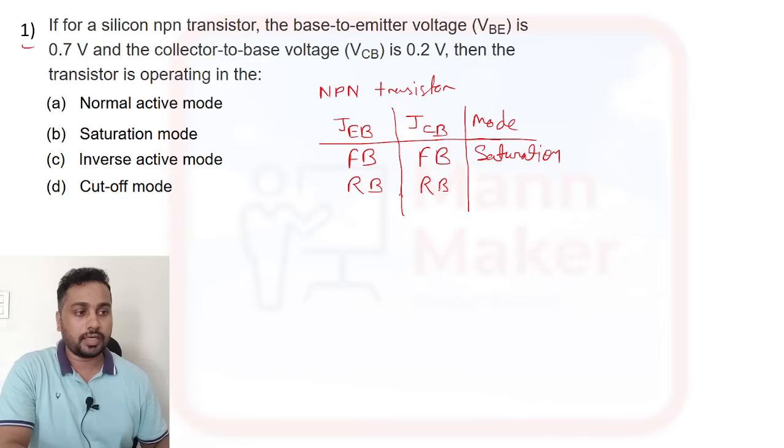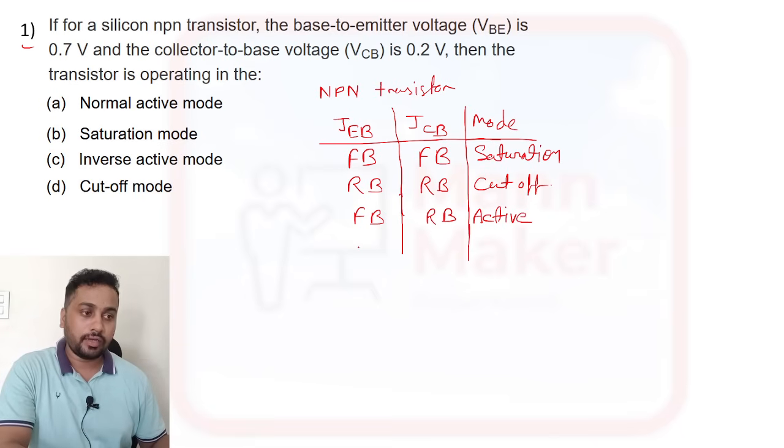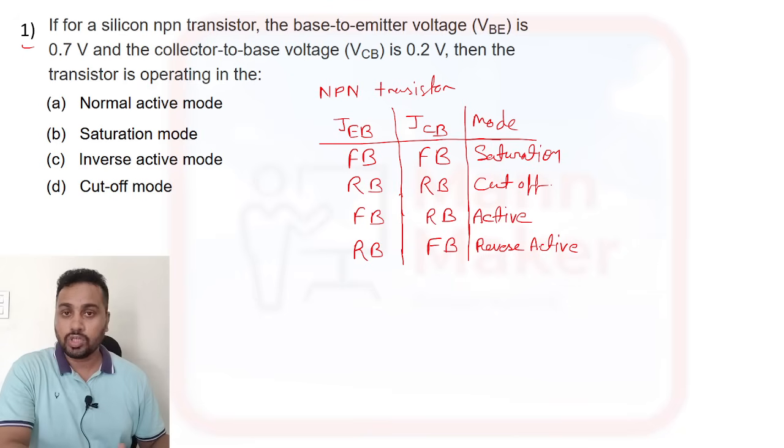in that case this operating region is called cut off region. When the emitter base is forward bias and collector base is reverse bias, then this operating region is called active region. And when the emitter base is reverse bias and collector base is forward bias, then it is called reverse active region. So you need to remember this table.